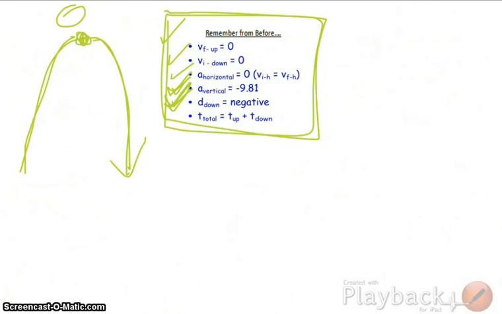And total time is time up plus time down. That one's kind of new. So this is from the vertical two-directional. This is from horizontal projectile. Okay? And that's kind of new, though we did kind of cover that in certain places.